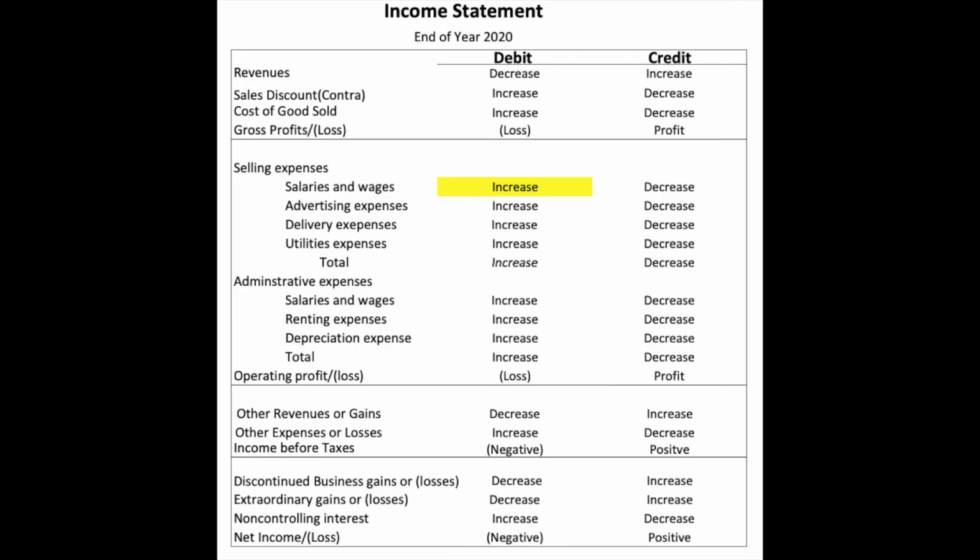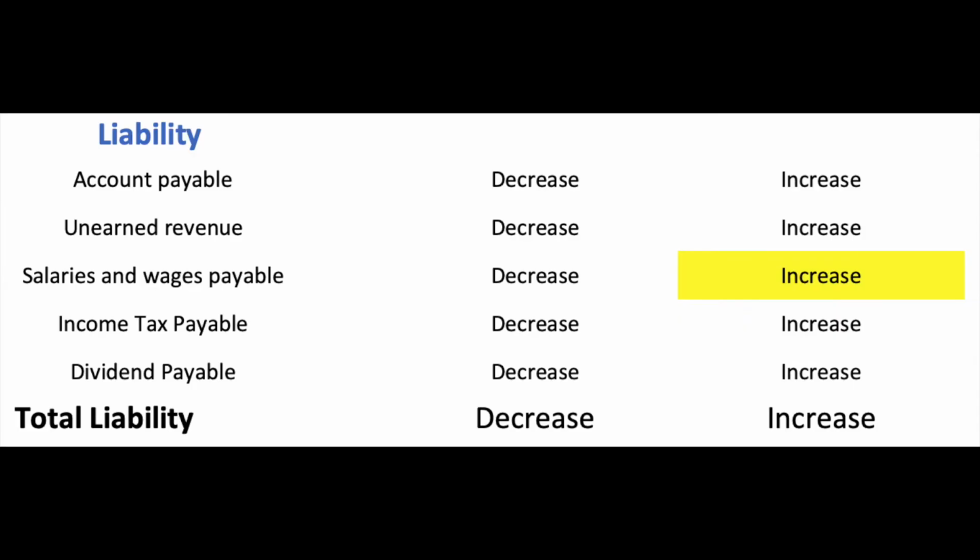In this transaction, salaries and wages expense is increased in the income statement, and salaries and wages payable is increased in the balance sheet.